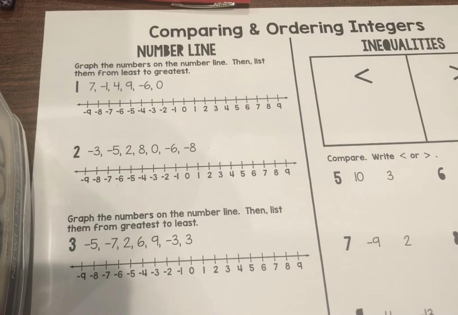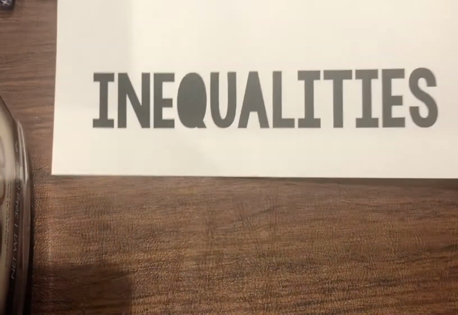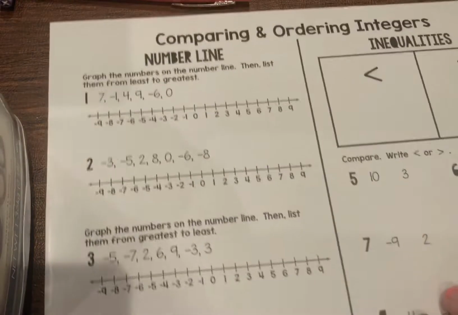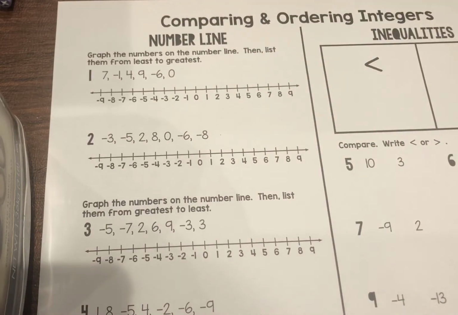Today we're going to be working on the foldable comparing and ordering integers. It looks like this on one side and then that on the other. Okay, so if we go ahead and take a look at the first one, it says graph the numbers on the number line. So let's start with that first.